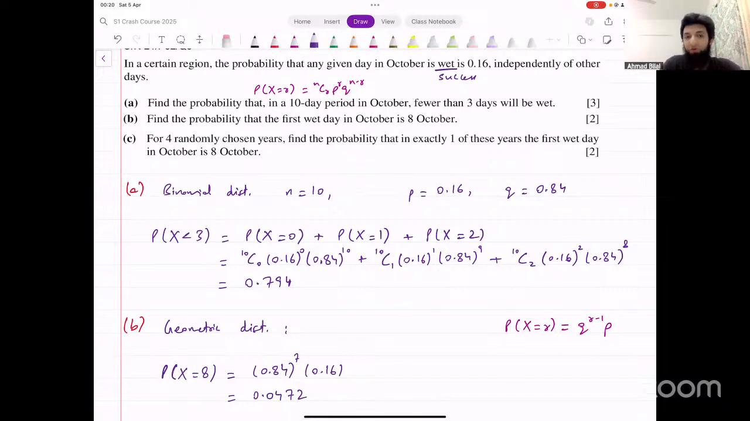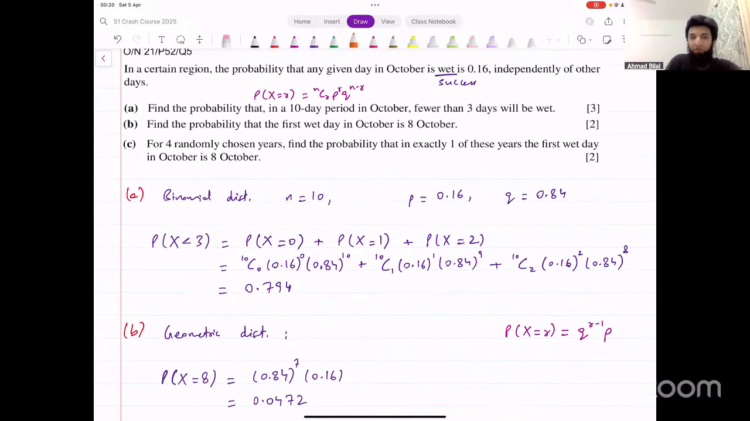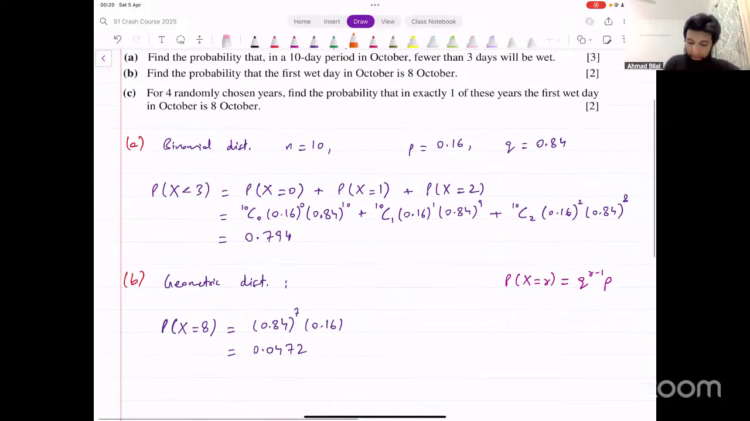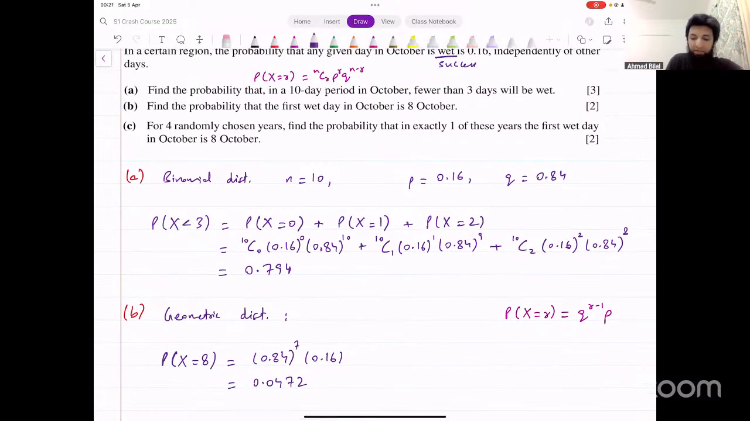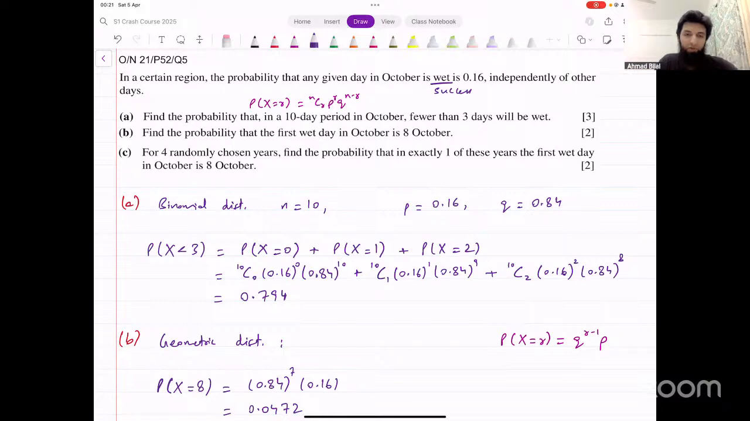it's a good point. We could not have used the inequality formula. That is why we don't have any part here which requires us to use that inequality formula. There's no problem using this formula because that's how you would do it logically as well, right? Because if you want the first wet day in October to be 8th October, then that means the first 7 days are not wet. What are the probabilities for that? 0.84 into 0.84 into 0.84, 7 times, and then into 0.16.